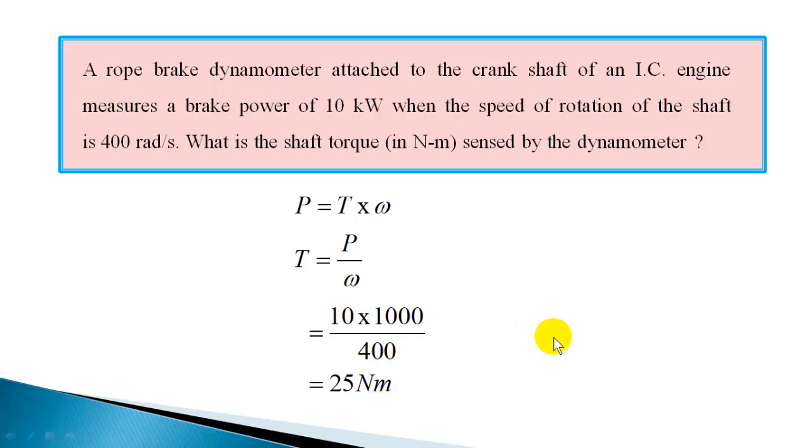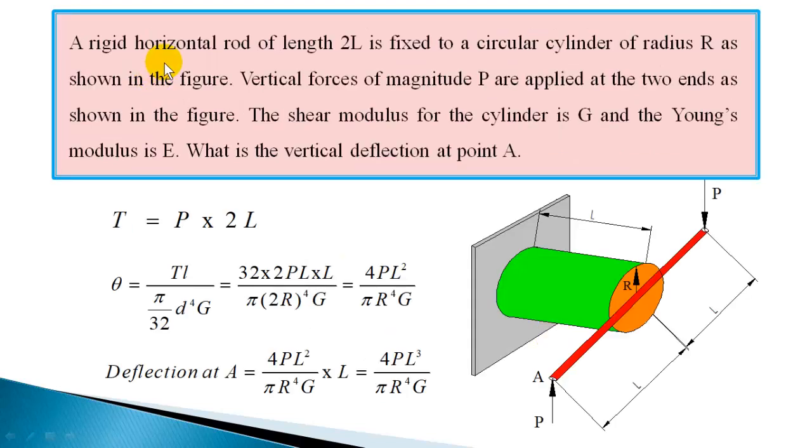Let us work out another example. A rigid horizontal rod of length 2L is fixed to a circular cylinder of radius r as shown in the figure. Vertical forces of magnitude P are applied at the two ends as shown in the figure. The shear modulus for the cylinder is G and the Young's modulus is E. What is the vertical deflection at point A?